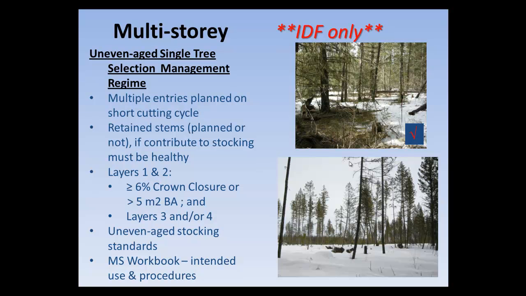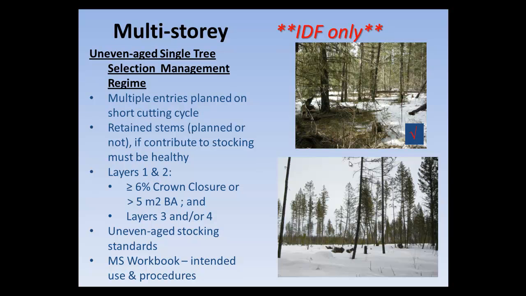One of the criteria in order to apply it is usually that layer 1 and 2 combined have to be present, usually greater than or equal to 6% crown closure. That's a soft tally. It's a real difficult one to figure out. We've converted that to 5 square meters of basal area. You've got to have at least that in those upper layers. Layer 3 and 4 have to be present as well, so you've got to have something above and something below. You've got to have at least that vertical structure within the stand that you're going to survey.